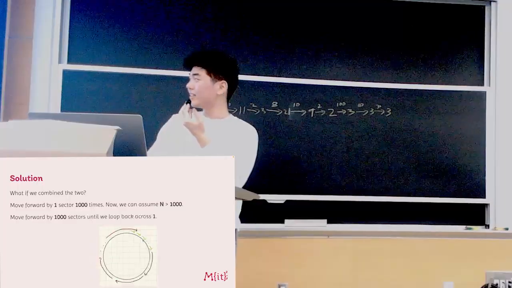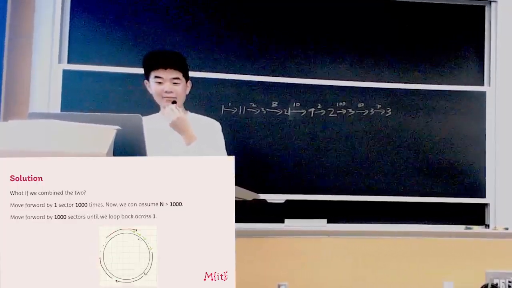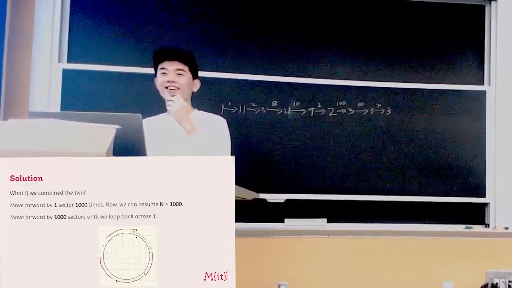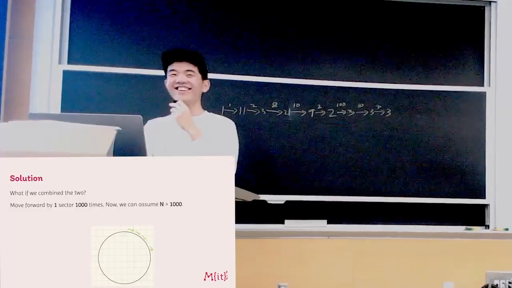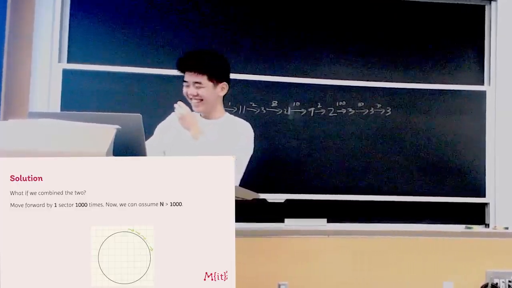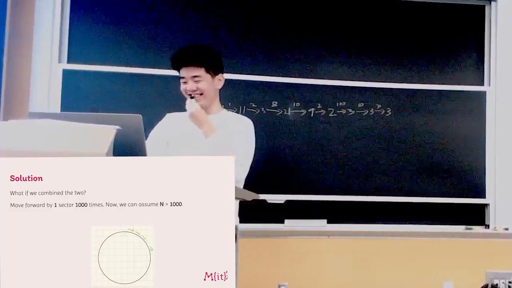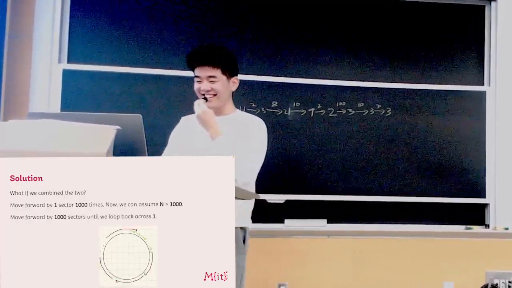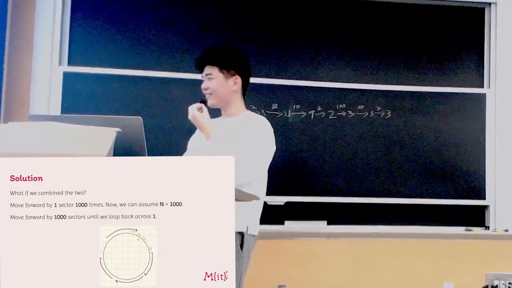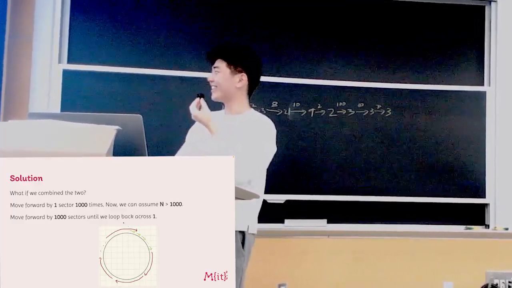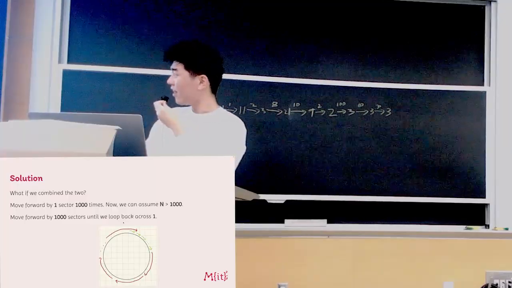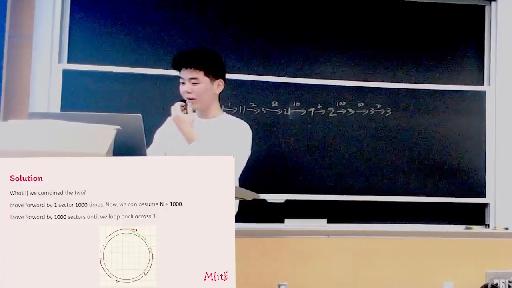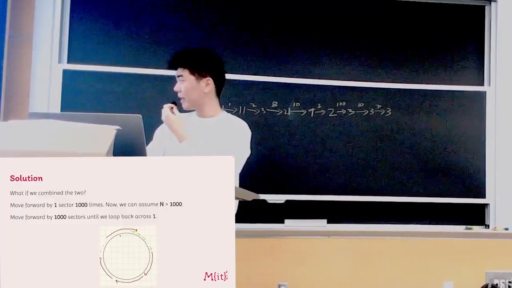So now we have a big patch of information that we know. Now, how can we use this? Now, let's move forward by 1,000 sectors. You can query 1,000 times. Yeah. I'm pretty sure you would have figured that out without me going to the next slide. So now let's move forward 1,000 until we loop back across one. Here we're taking steps of 1,000.